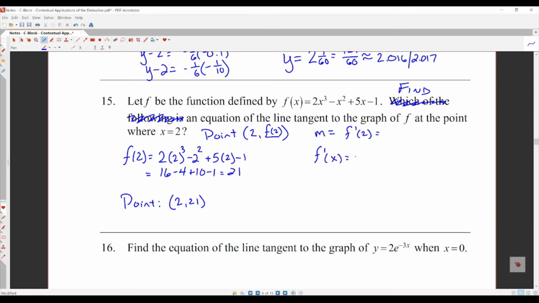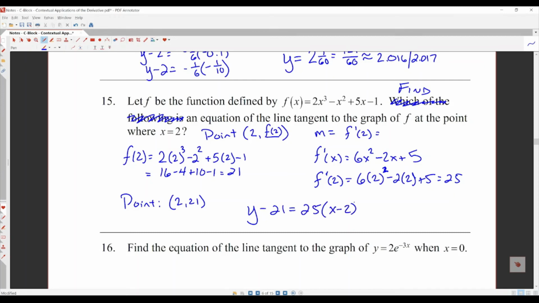Now let's find f prime of x. That would be 6x squared minus 2x plus 5. F prime of 2. 6 times 2 squared minus 2 times 2 plus 5. It's 2 squared is 4 times 6 is 24. Minus 4 is 20. Plus 5 is 25. y minus y1 equals m times x minus x1.